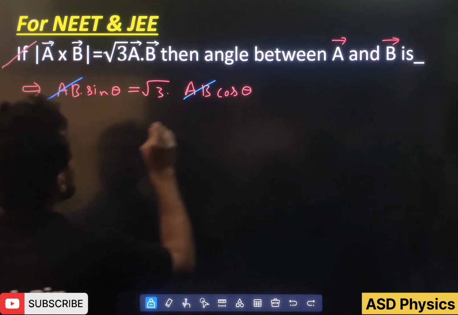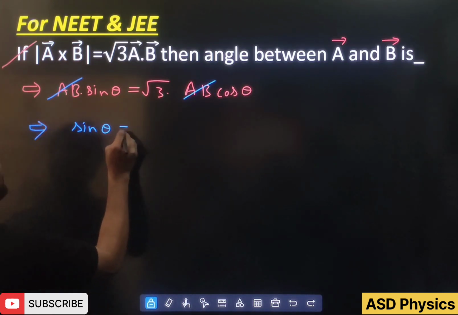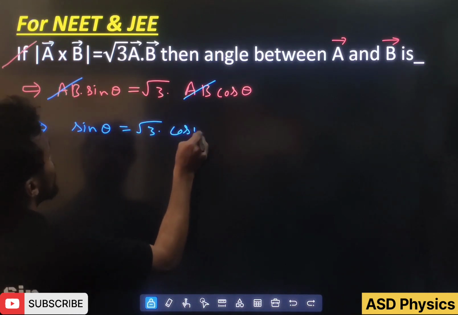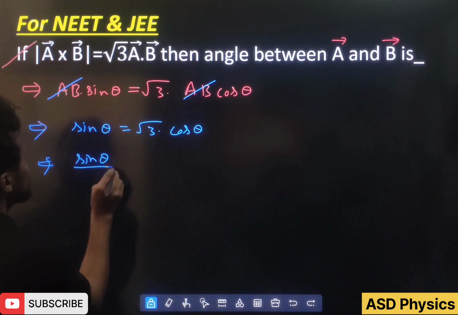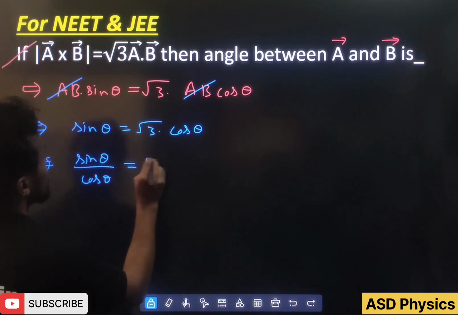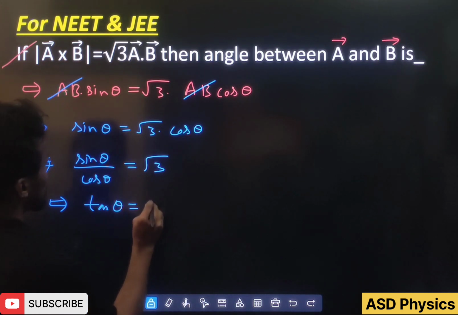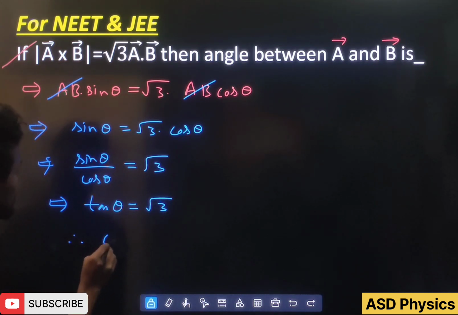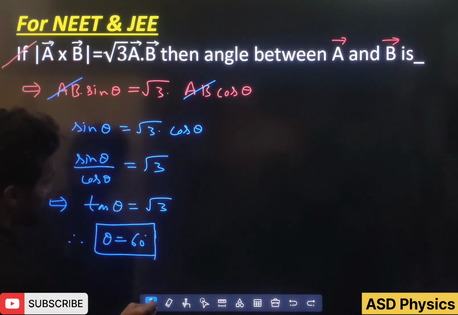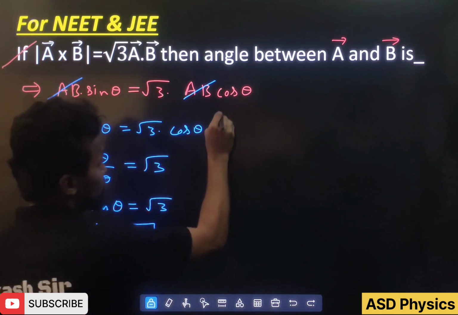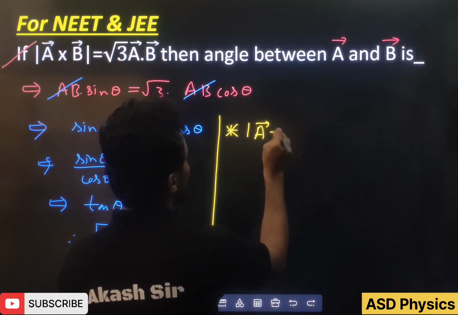ab cancel. That means we can write, students, sin theta is equal to root 3 cos theta. Simplify this. What will come? See, sin theta by cos theta is equal to root 3. That means tan theta is how much? Root 3. Hence, theta will come 60 degree. That means the angle between these vectors will be how much, students? 60 degree.